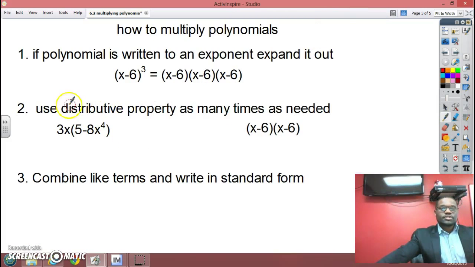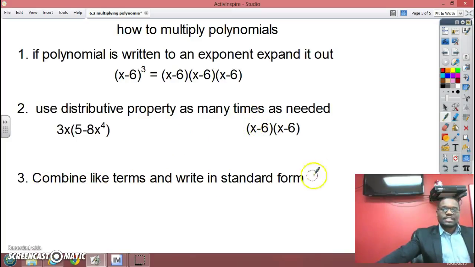We need to remember, use distributive property as many times as needed. What do you mean? In this case, 3x times both of these. That's one distributive property. In this case, which is a FOIL, x times x, x times negative 6, that's one distributive property. But you also have negative 6 times this x and negative 6 times 6. So technically you have 2 distributive properties. So what that means is use distributive property as many times as needed, not as many times as you make up. The problem determines how many times is needed.